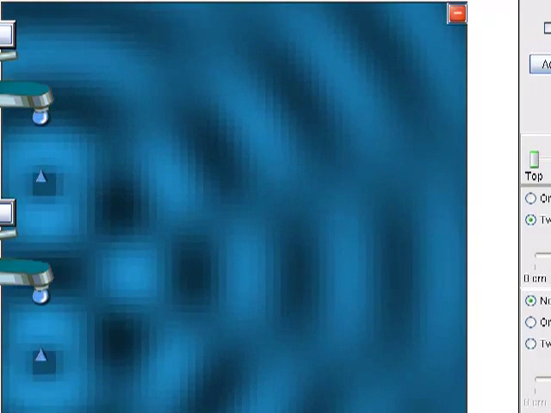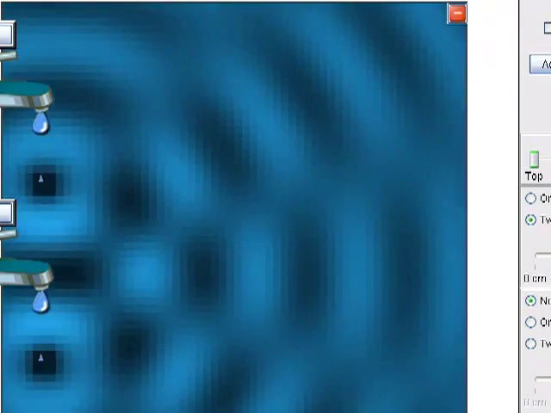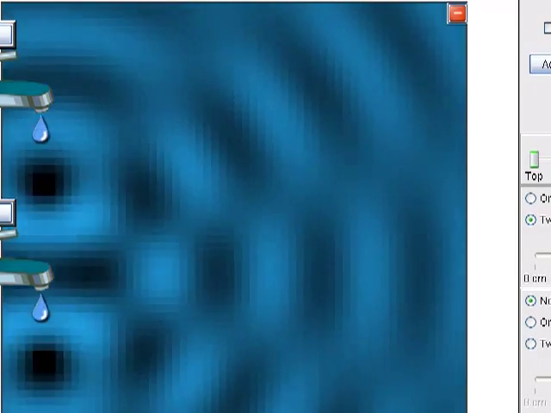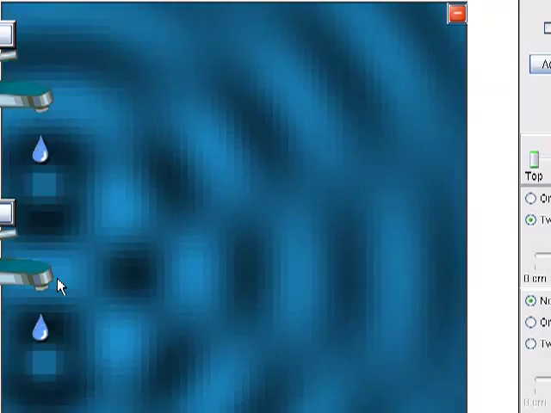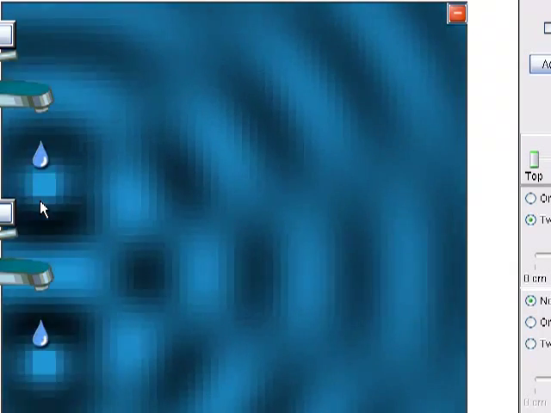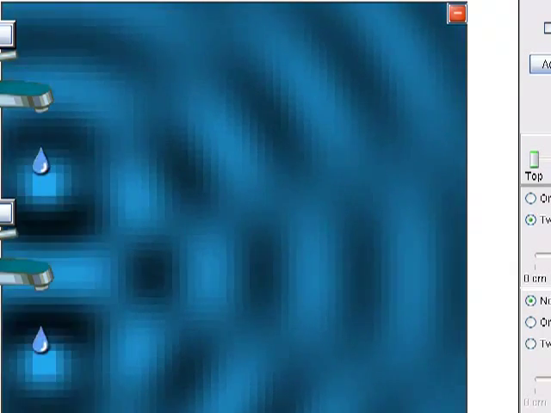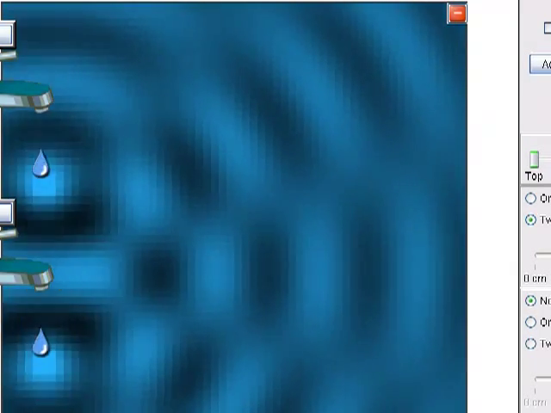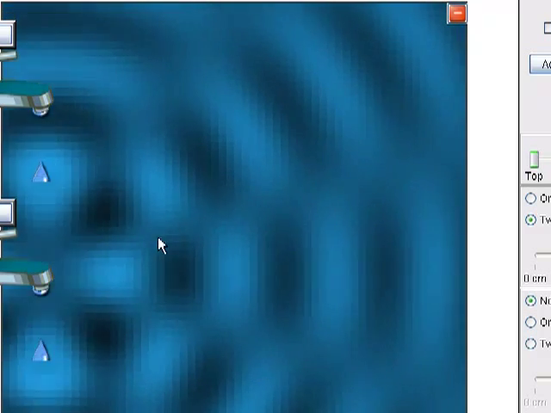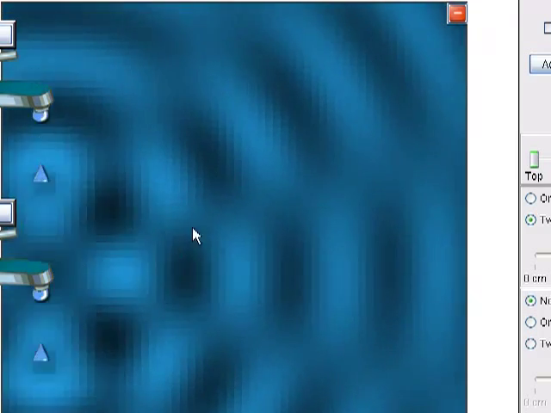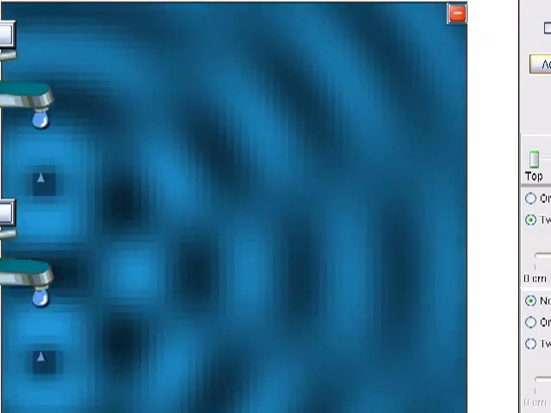In this lab, you're going to be examining coherent wave sources. In other words, sources that are generating waves that are the same frequency and in the same phase. In this case, phase means the drops are striking the water at the same time. The interference pattern is generated in two dimensions. You'll notice this area is a nodal line. This is where crests are meeting troughs, and we're getting essentially no waves.